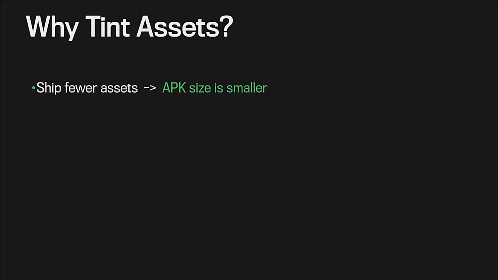The first thing is that you're going to end up shipping fewer assets. If you have assets with different states, pressed states, selected states, you don't have to ship those anymore. You ship one shape. And your APK size becomes a lot smaller, which is great if you're on a slow network. You don't want people to wait to download your app. You want to ship the smallest app you possibly can.